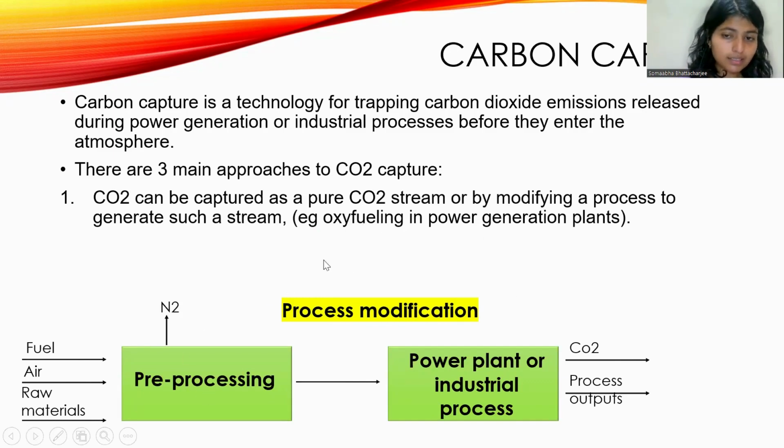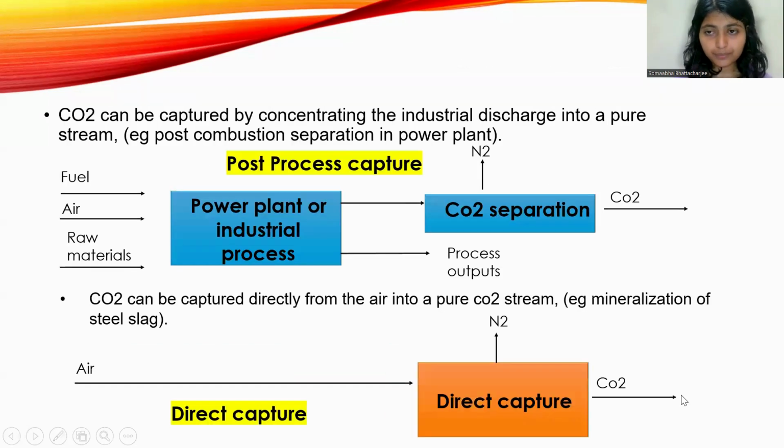As you can see in this flow diagram, first we have the fuel, air, and other raw materials. First they undergo pre-processing, in which N2 gets separated out. Then the flue gas passes into the power plant, or it undergoes some industrial process in which the carbon dioxide gets separated from other process outputs.